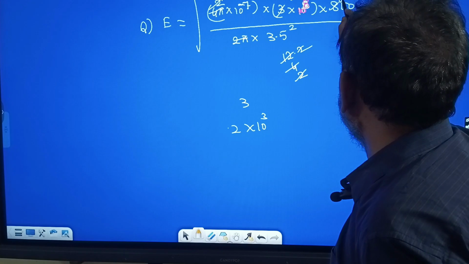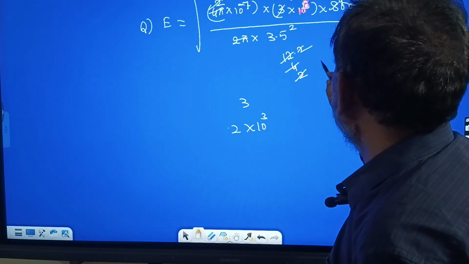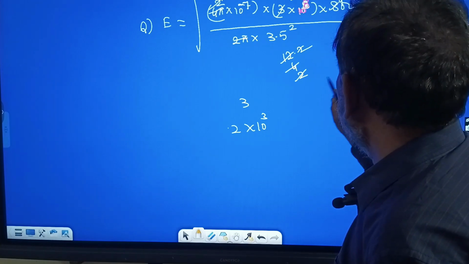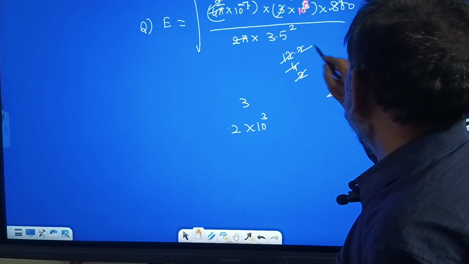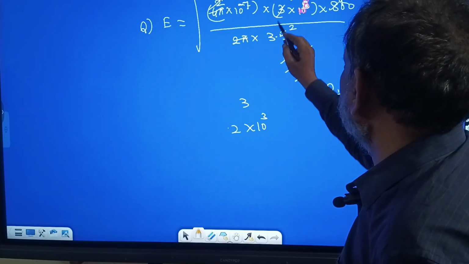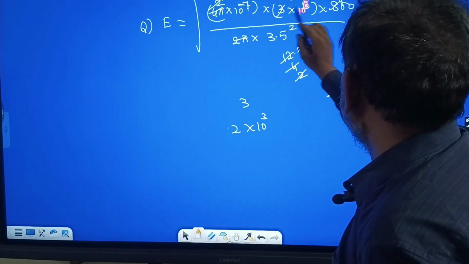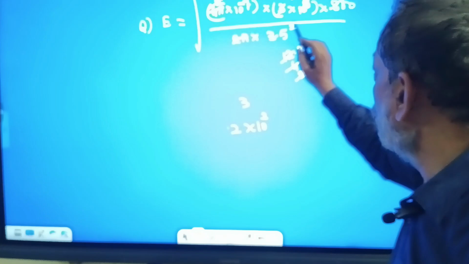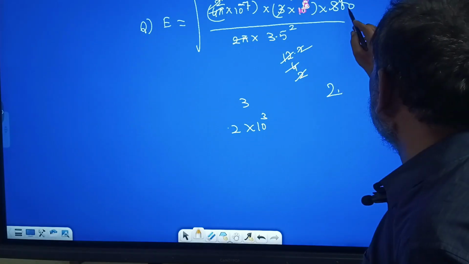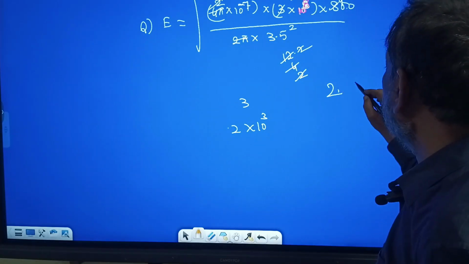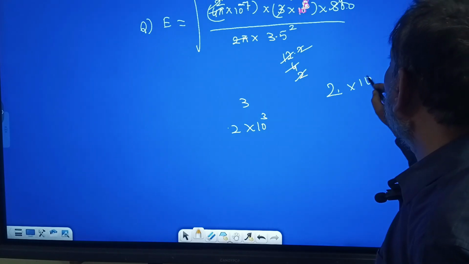Very good. Correct. So now what did I get? I got 2. Now take the half. This is already cancelled. Now what is the 10 to the power of minus 7 and 10 to the power of 8? 10 to the power of 8 minus 7. So 10 to the power of 1 into 2, into root 3.